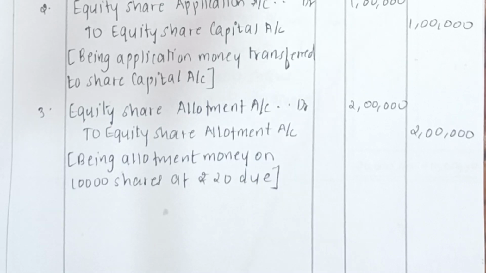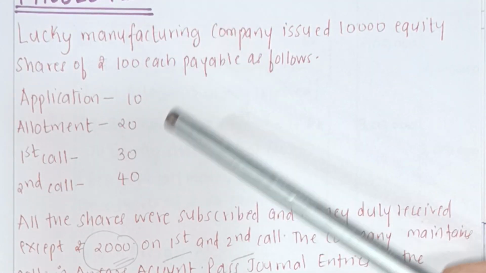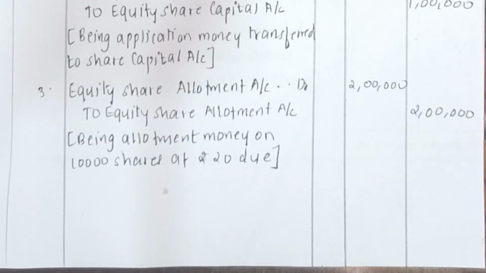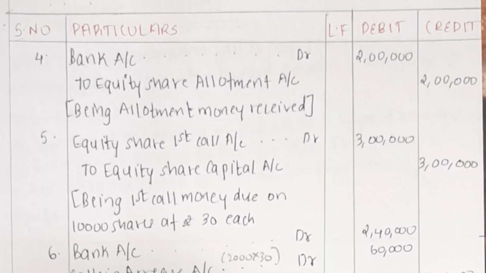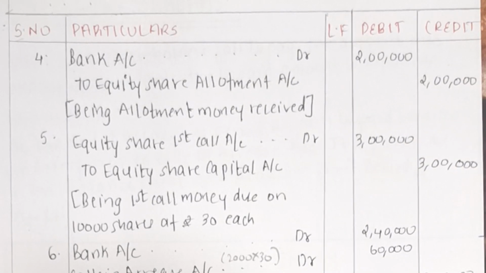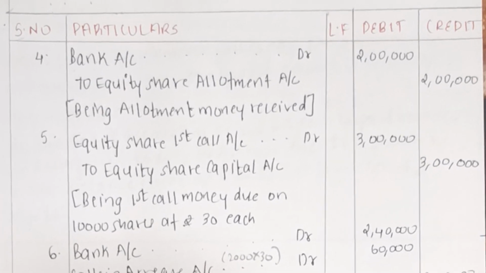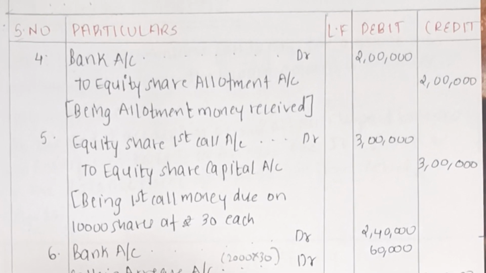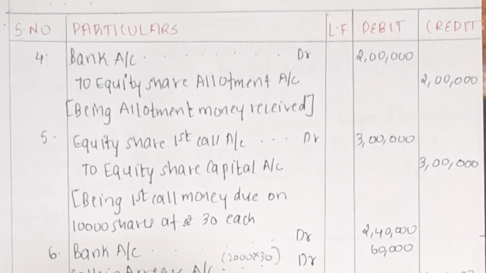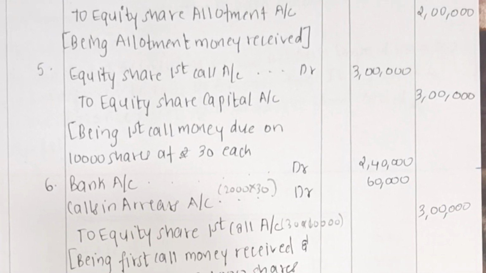Equity share allotment account debit to equity share capital account. We get the amount by 20 into 10,000, that is 2 lakhs and 2 lakhs. And the narration is being allotment money on 10,000 shares at rupees 20 due. Moving on to our fourth entry, that is bank account debit to equity share allotment. And the narration is being allotment money received, rupees 2 lakhs and 2 lakhs. Moving on to the fifth entry.